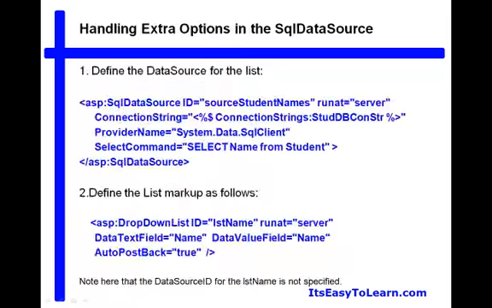Okay, so how do we handle extra options in the SQL data source? First and foremost, define the data source for the list. We need to have a list, right? So we specify the data source for the list. Select name from student is the select command. Then define the markup for the list. LST name, and we specify the data text field as name. Remember, we do not specify the data source ID, not yet.